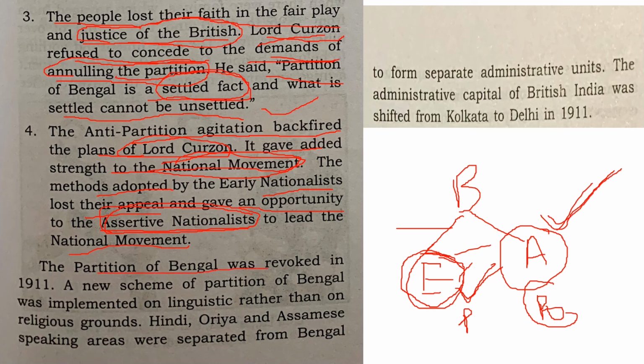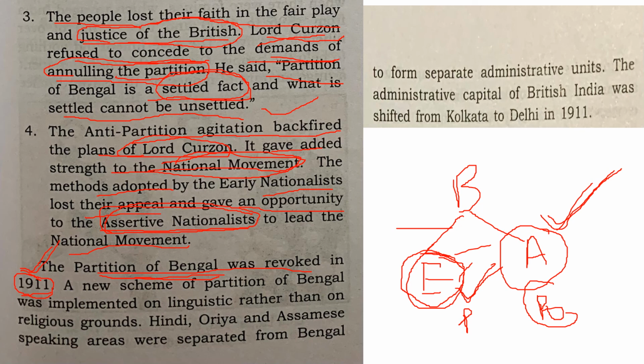The partition of Bengal was revoked in 1911. So I think by 1905, partition was completed, and after 5 years, in 1911, the partition of Bengal was revoked by Lord Hardinge. By this time, by 1911, there was another viceroy by name Lord Hardinge, and he revoked the partition of Bengal. That means he took it back. Not based on the things which they did, but he took it in a different way.